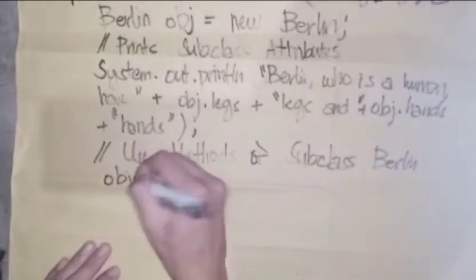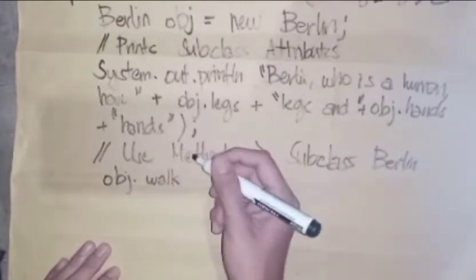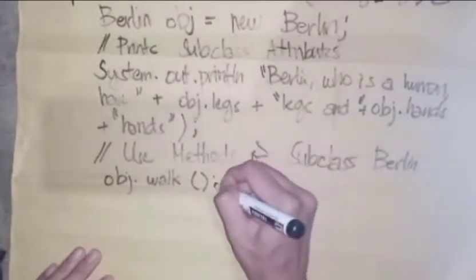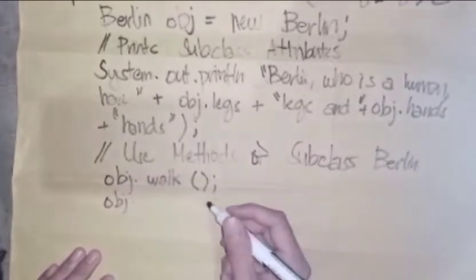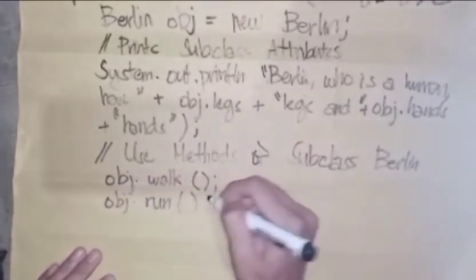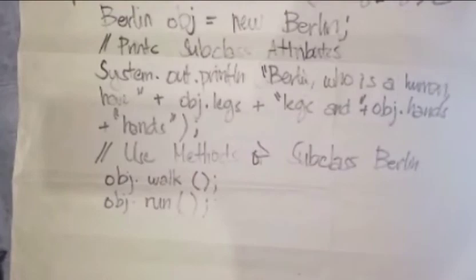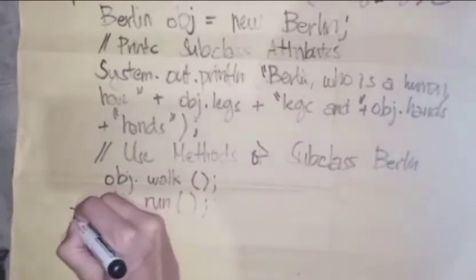We finished writing the comment use methods of subclass Berlin. So what we are doing here is calling the methods predefined on our subclass Berlin, which is done here.